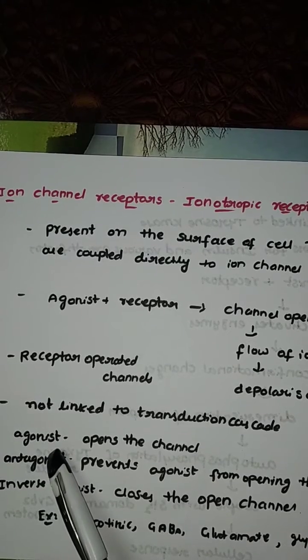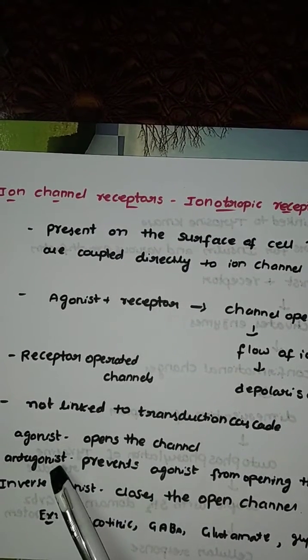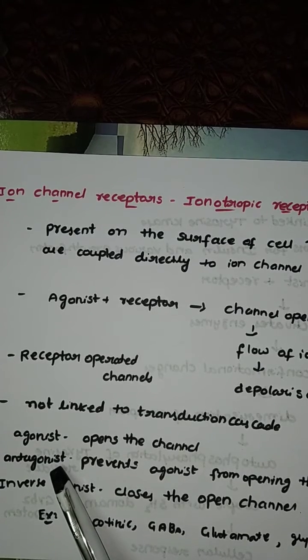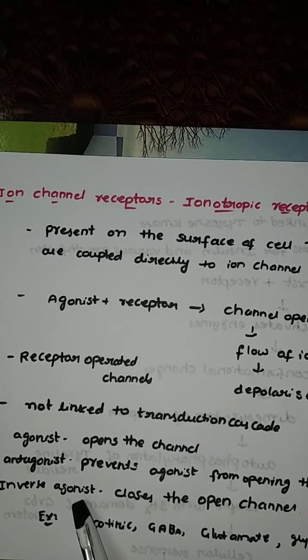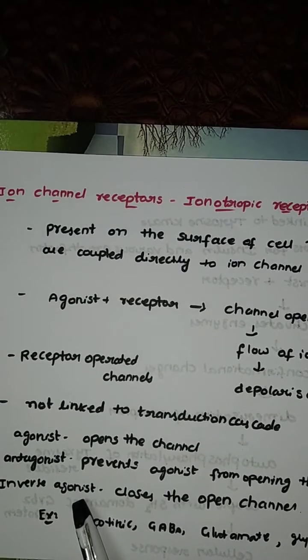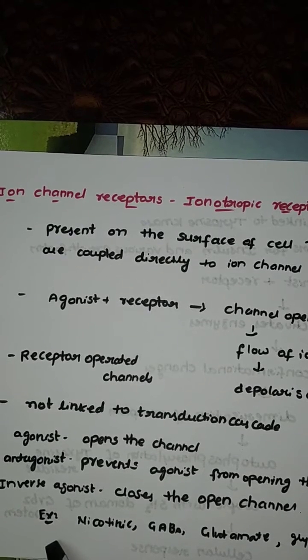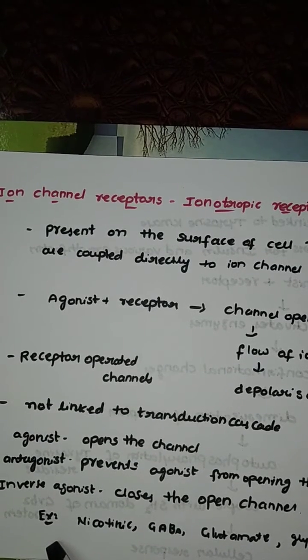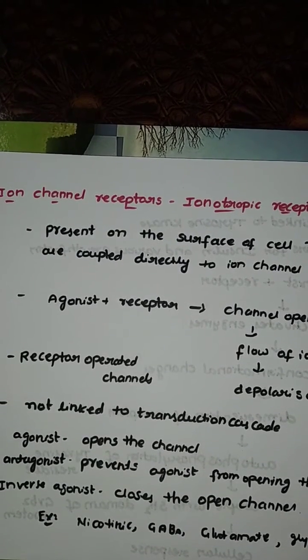Whenever an agonist binds with the receptor, it opens the ion channel. Whenever an antagonist binds with the channel, it prevents the agonist from opening the ion channel. And whenever an inverse agonist binds with the channel, it closes the opened ion channel. Some examples of ion channel receptors are the nicotinic receptor, GABA A receptor, glutamate receptor, and glycine receptor.